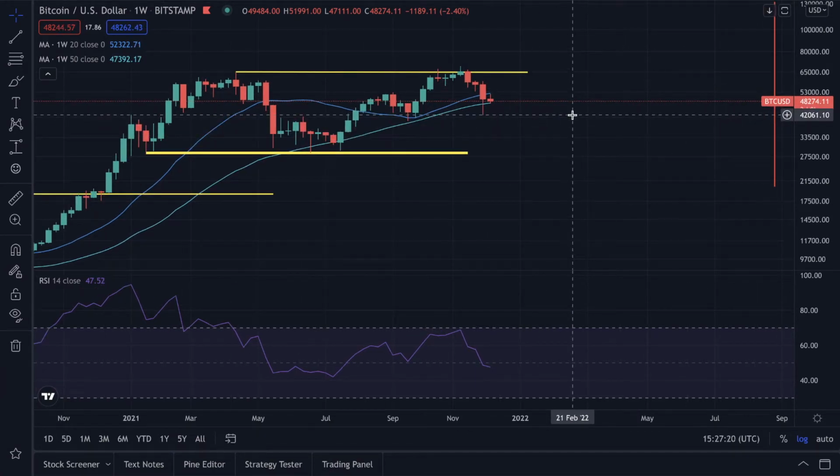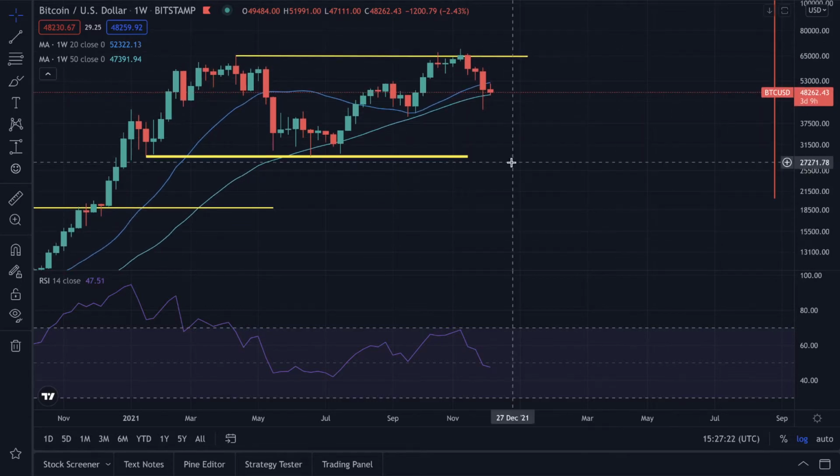Today, we're going to be looking at Bitcoin, its valuations against the US dollar, monitoring the move between the 20-week and the 50-week moving average.